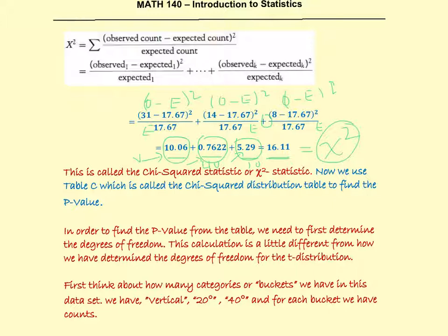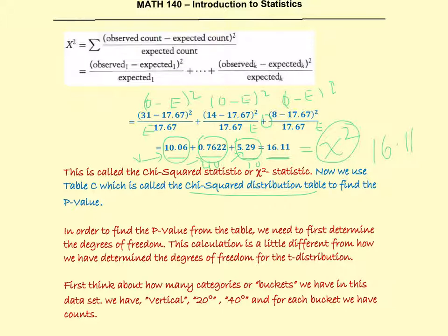So once we get the numbers added together, which is our chi-squared statistic, 16.11, that's a number that we take to table D. And the way we use table D is almost the same as how we use table C, which is the t-distribution table. Table D is the chi-squared distribution table. So that's where we go to find the p-value. Now, just as in the case of a t-distribution table, we need to know the degrees of freedom before we can find the p-value from this particular table, which is the chi-squared distribution table.